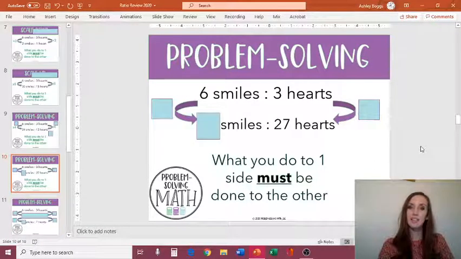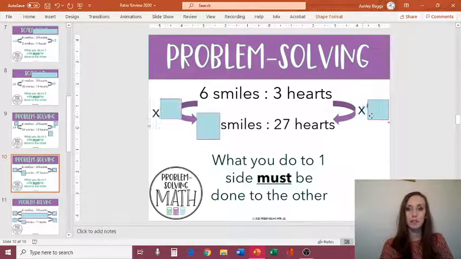All right, let's try it with the other side. Remember, for every 6 smiles, we have 3 hearts. So how do we go from 3 hearts to 27 hearts? Are we scaling up or down? We're scaling up, which means we'll be multiplying.